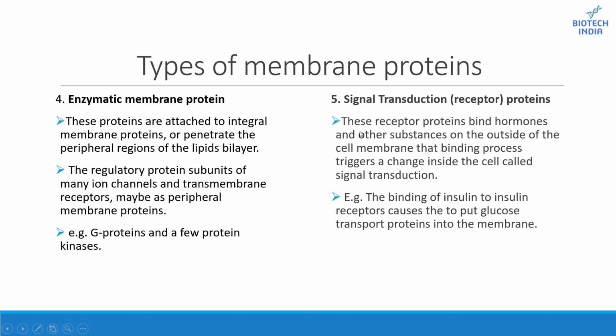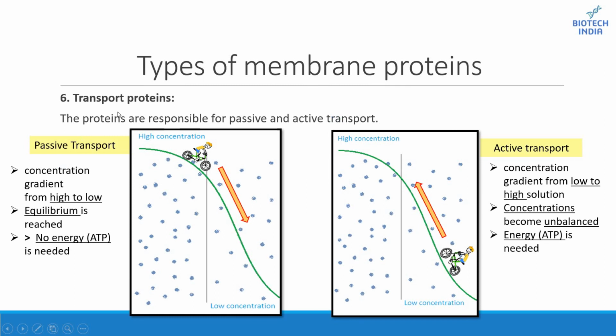Fifth, signal transduction proteins. These are the receptor proteins, which bind hormones and other substances on the outside of the cell membrane, which triggers a change inside the cell, which is called signal transduction. For example, the binding of insulin to insulin receptors causes the cell to put glucose transport protein into the membrane.